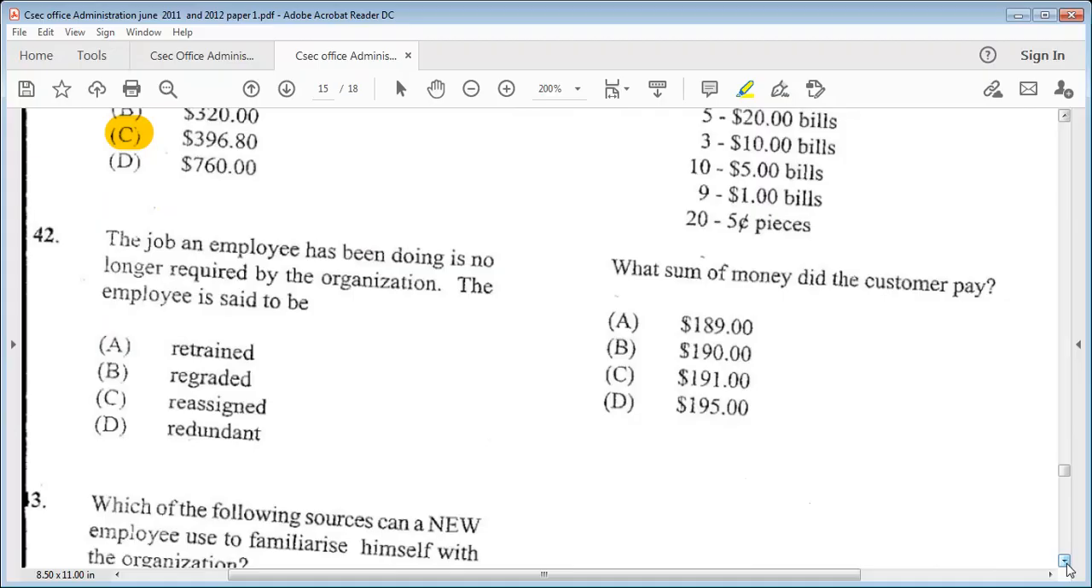The job an employee has been doing is no longer required by the organization. The employee is said to be A, retrained, B, regraded, C, reassigned, or D, redundant. Our answer would be D, redundant. So, no longer required by the organization, redundant.